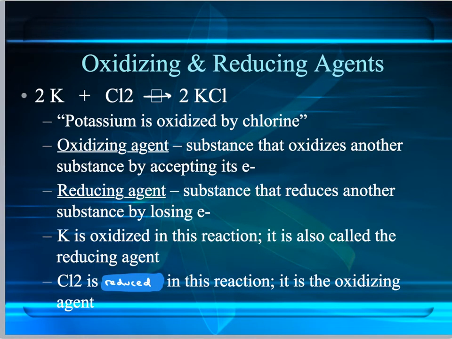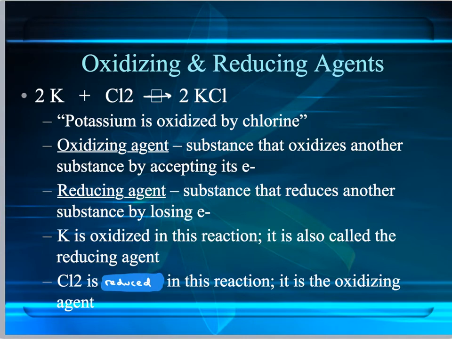Okay, so a couple more quick terms before we do that. Using that same reaction from a couple slides ago, potassium is oxidized by chlorine, by Cl2. We have to look at it in terms of something we call oxidizing and reducing agents. And you're like, well, what is that? An oxidizing agent is a substance that oxidizes another substance by accepting its electrons, and a reducing agent is a substance that reduces another substance by losing electrons.